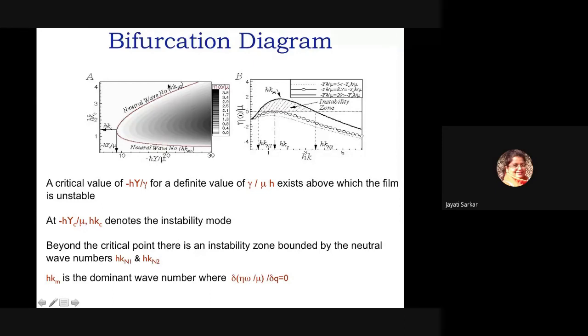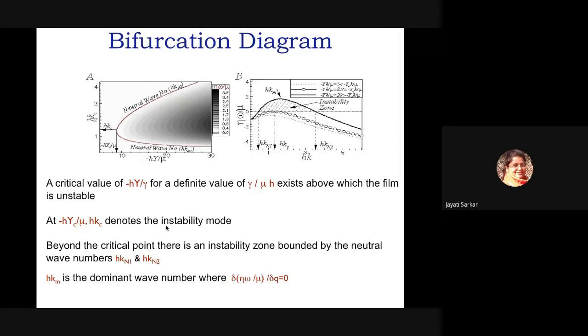So if you see the cross section in film B, above this critical interaction stiffness there is a region where instability is possible, and these are bounded by the neutral wave numbers, and there is a dominant wavelength where the instabilities actually grow, like in liquid films that we have seen. But in liquid films there was no critical interaction mode present, right? All films under a certain thickness were unstable.